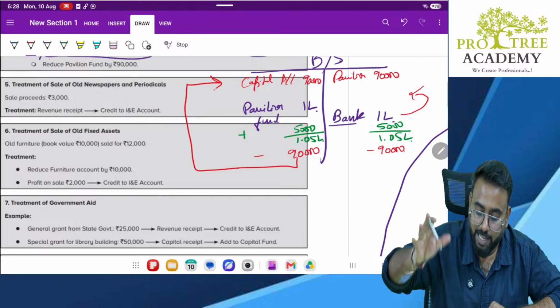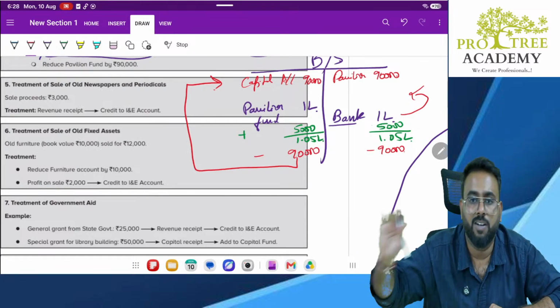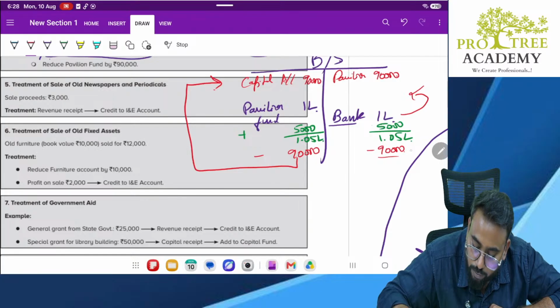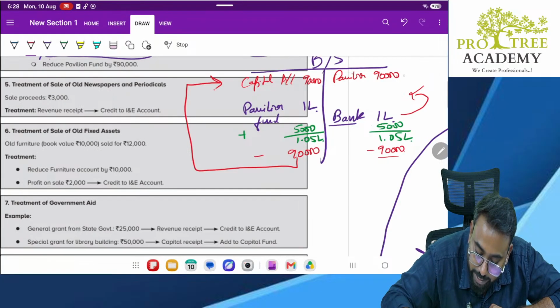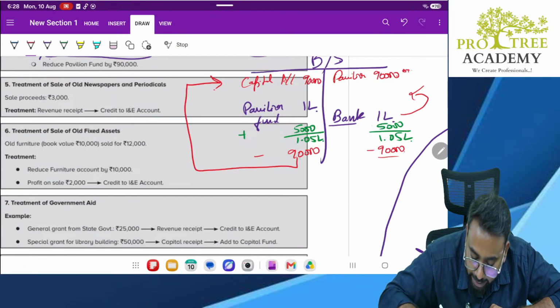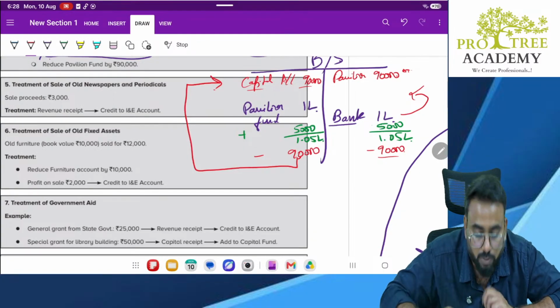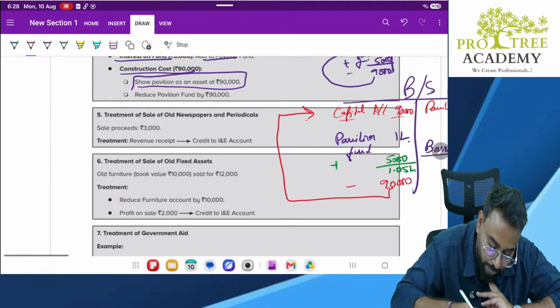See the beauty of the balance sheet. Balance sheet will never get not tallied. It will always tally. The moment 90,000 is moved from the bank account, something else is being created, that is pavilion. The moment 90,000 is moved out of pavilion fund, some other account is getting added to, capital account. Clear? This is how you need to do.